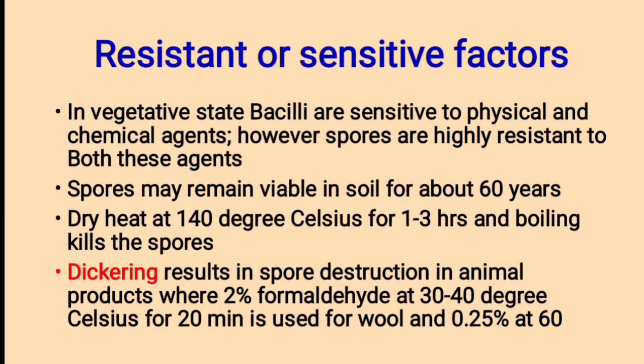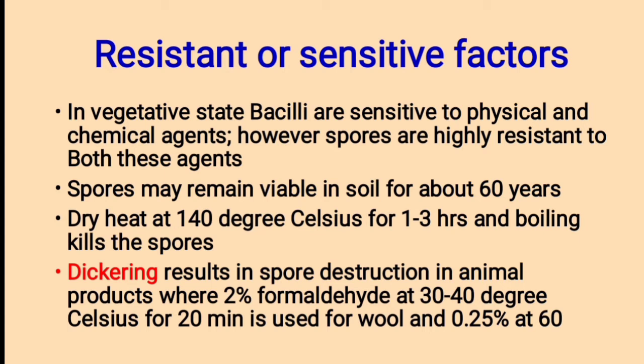Then resistance or sensitivity factors. In vegetative state, bacilli are sensitive to physical and chemical agents. However, spores are highly resistant to both these agents. Spores may remain viable in soil for about 60 years. That is a miracle thing. Dry heat at 140 degrees Celsius for 1 to 3 hours and boiling kills the spores of Bacillus anthracis.